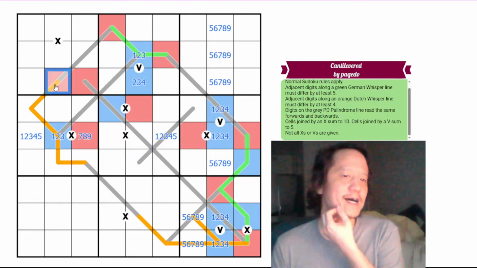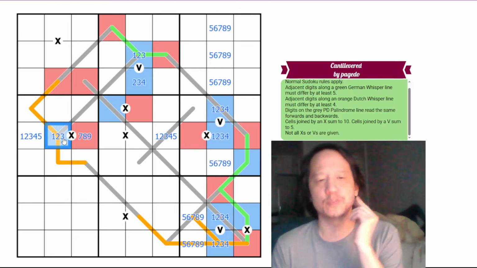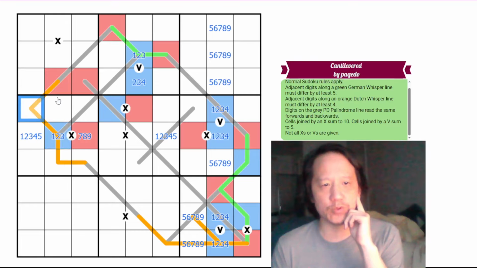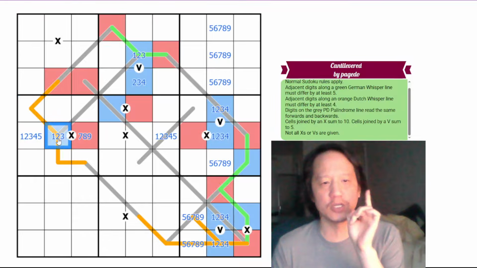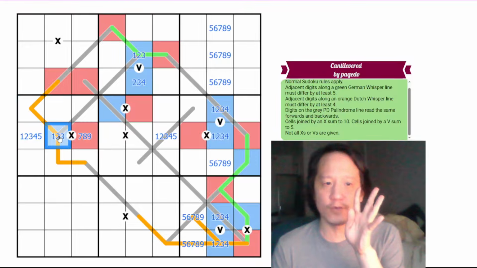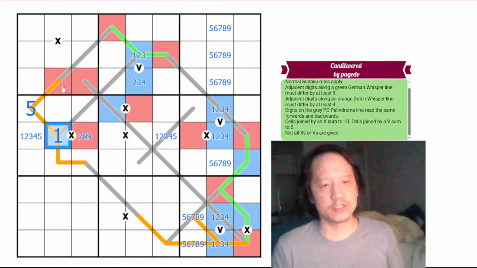So this is a high digit. And this digit must be between a low digit and a high digit on a whisper 4 line. Well, no high digit can be next to another high digit here, because the difference between 6 through 9 is never 4. And no low digit can be next to a low digit on a whisper 4 line, because 1 through 4 is not 4 away from 1 through 4. So this has to be a 5, which forces this to be 1 and this to be 9.